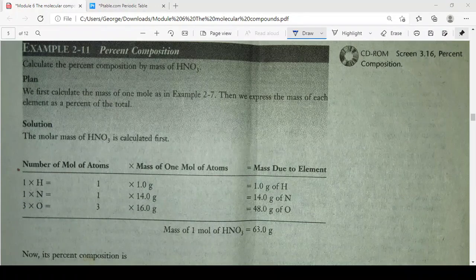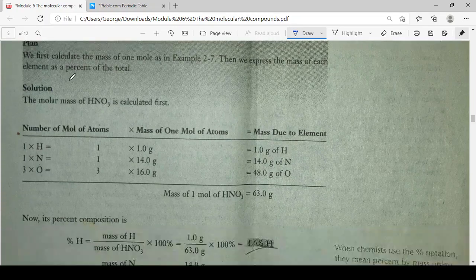So, example 2.11, percent composition. Calculate the percent composition of HNO3. So, we first calculate the mass of 1 mole as in example 2.7. Then we express the mass of each element as a percent of its total. So first, kids, we find the formula. That is the technique.